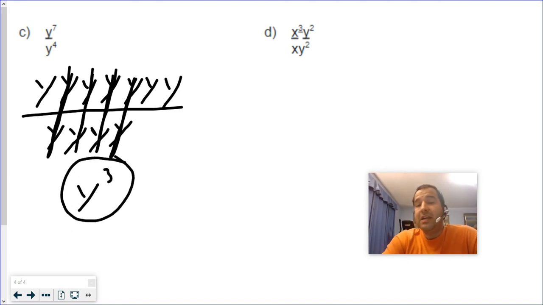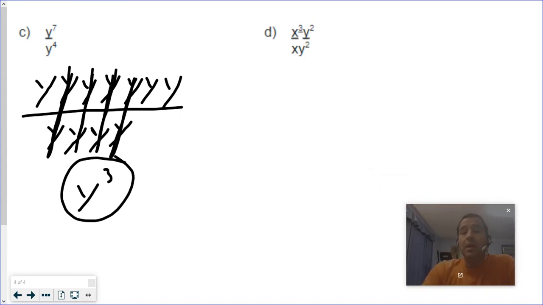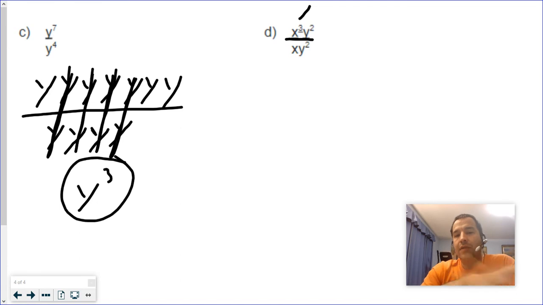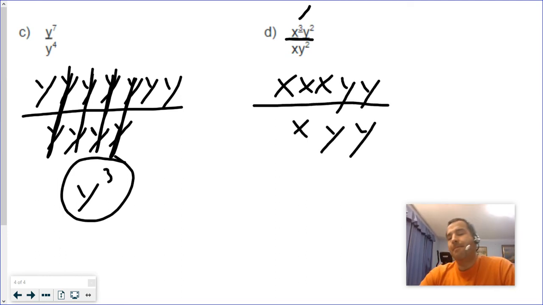Now, please be careful with letter D. Letter D is starting with some very different values. This 3 right here does not need to be underlined. It's just that the formatting was a little weird, so it should have been a straight line through. Okay, so let's expand it: X, X, X, Y, Y over X, Y, Y.